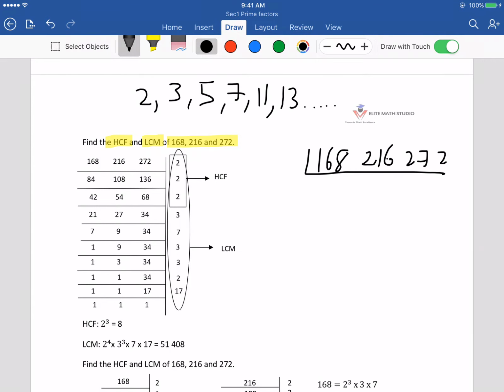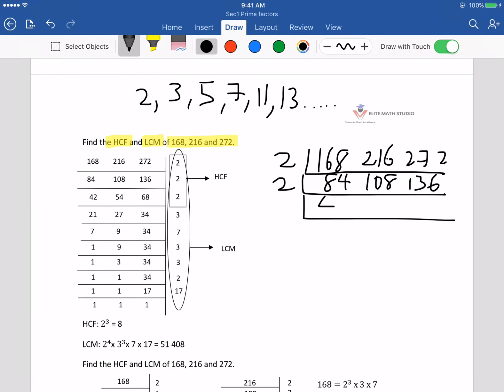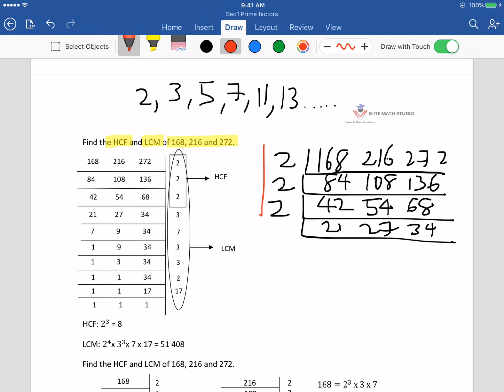First step. Ask yourself, between 3 numbers, can you divide by 2? Yes. So it becomes 84, 108, and 136. Can all these 3 numbers divide by 2 again? Yes. So it becomes 42, 54, and 68. Can these 3 numbers divide by 2 again? Yes. So it becomes 21, 27, and 34. Is there any common factor between 21, 27, and 34? There isn't. So what's the HCF? The HCF will just be this, the red box here. If you express it out, it will be 2 to the power of 3, which equals 8.